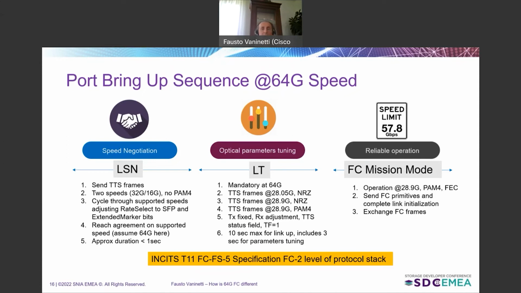But at 64 gig fiber channel, a few other things need to happen. First of all, you need to change from NRZ to PAM4 modulation. Second, you need to adjust the decision thresholds on receivers. And according to the standards, you need to respect a maximum timer, which is up to 10 seconds. Now, practical devices are faster than that, so most likely you can consider 5 seconds as the norm, but the standard would allow up to 10 seconds just for this phase. So keep this in mind because this is a key difference compared to the past.